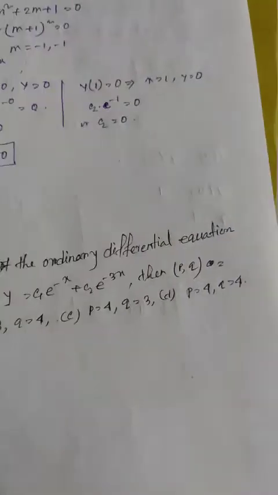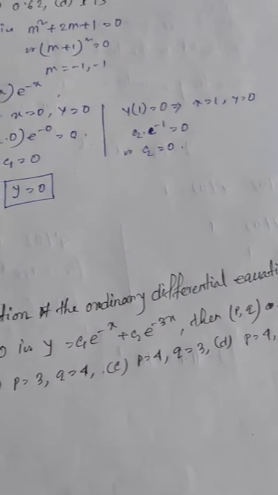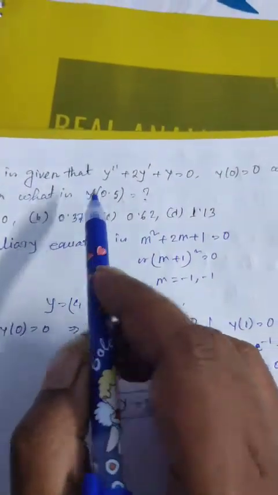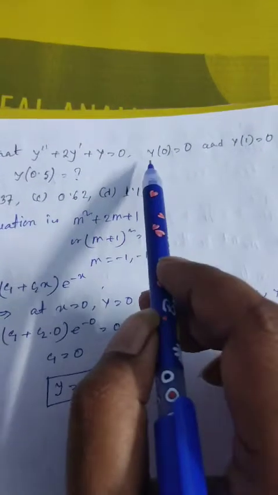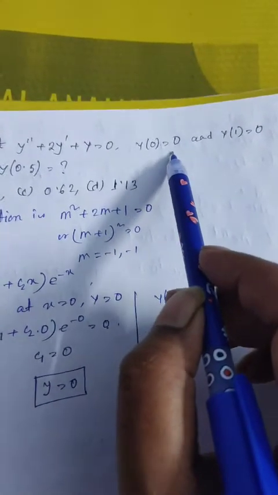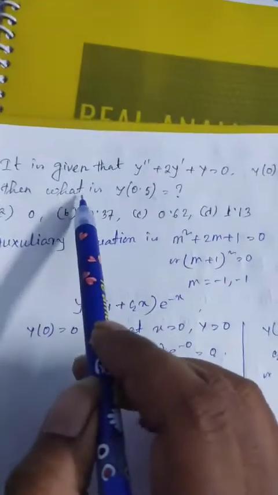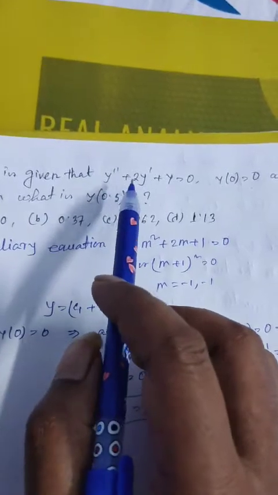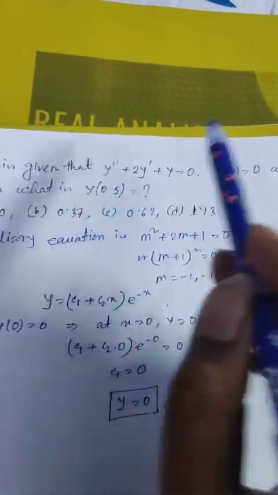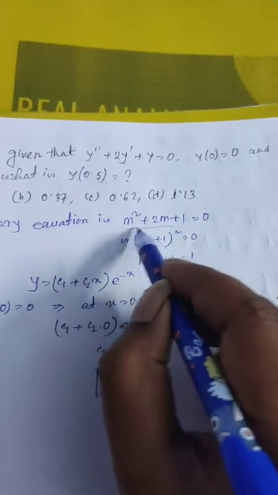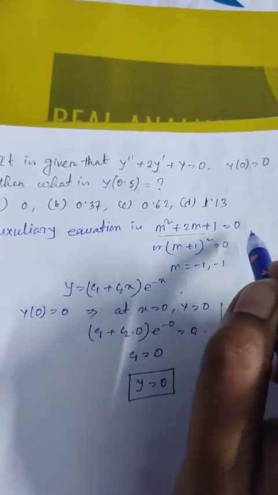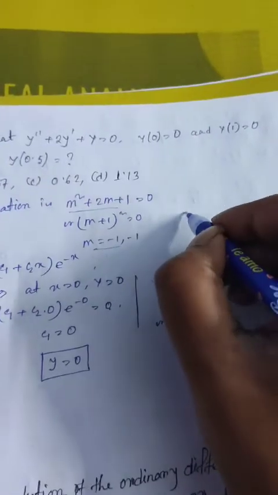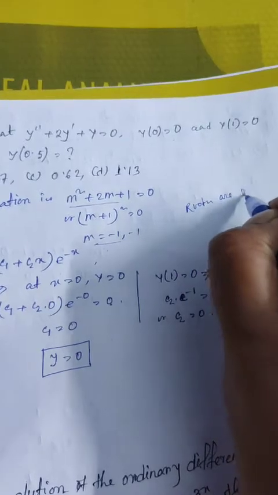Now I will show you another problem, question number 3. This is a very good question. It is given that y double dash plus 2y dash plus y is equal to 0, and also given that y of 0 is equal to 0 and y of 1 is equal to 0. Then what is the value of y of 0.5? First of all, we have to solve this equation. That means first we have to find the auxiliary equation. From here you can say that the auxiliary equation is m square plus 2m plus 1 is equal to 0. From here we get the roots minus 1 and minus 1. That means the roots are real and equal.